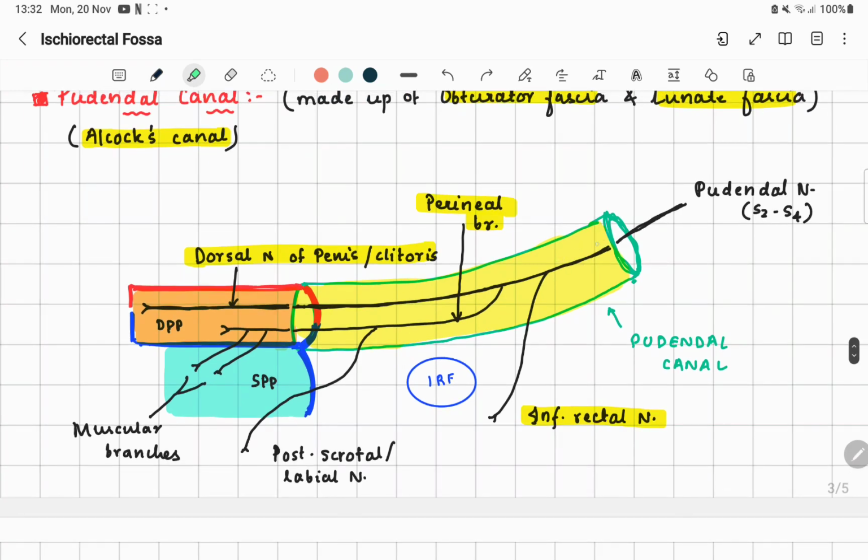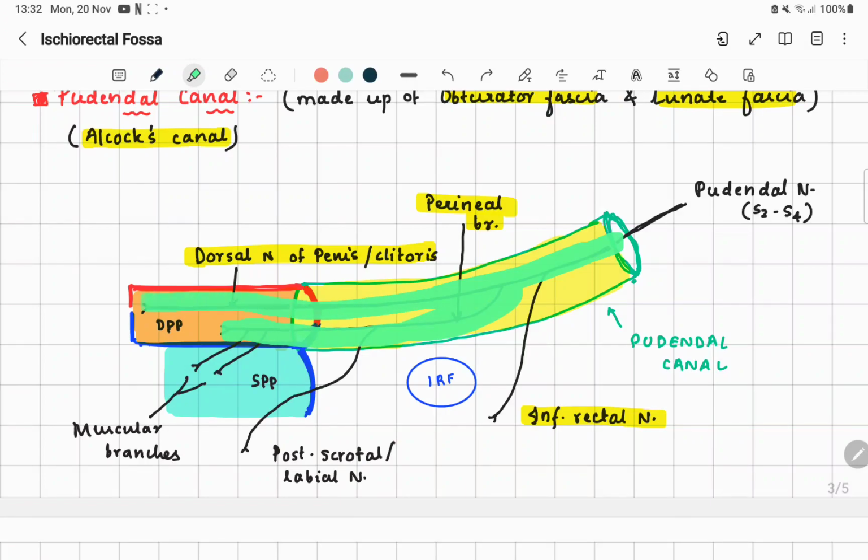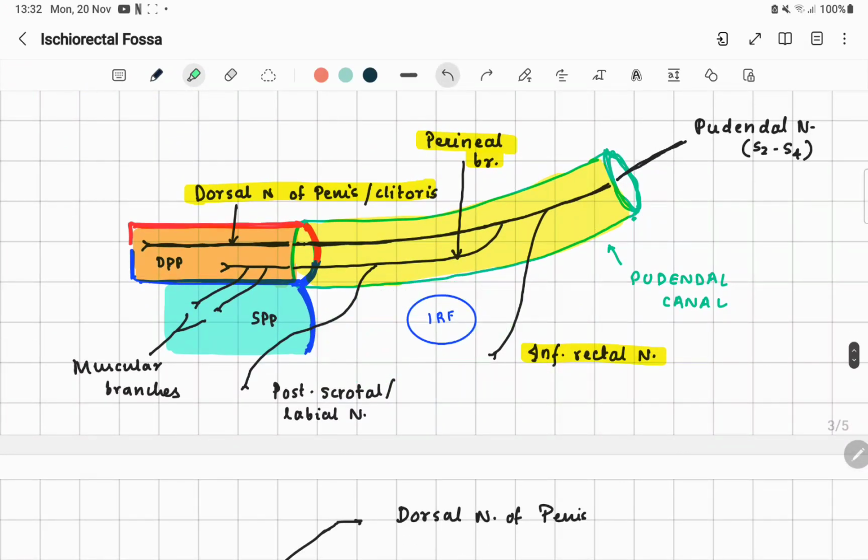Then we have another branch that continues, giving a perineal branch, and then it continues as the dorsal nerve of the penis or clitoris. Okay, this is the dorsal nerve of the penis or your clitoris, DNP. Then this whole part is the ischiorectal fossa. This part is the ischiorectal fossa here. Another branch of the pudendal nerve before it divides is called the inferior rectal nerve also.